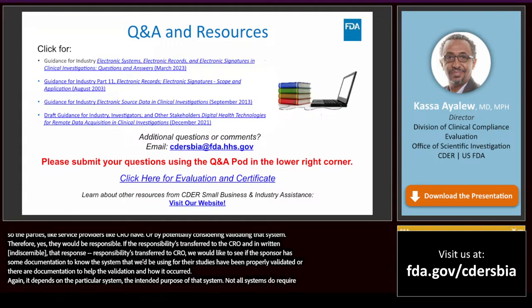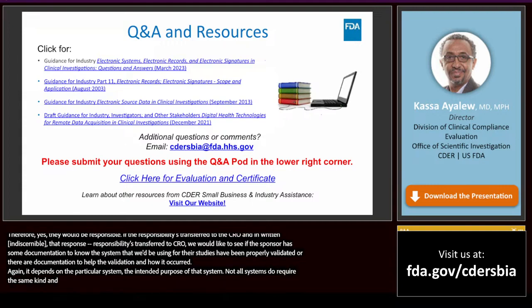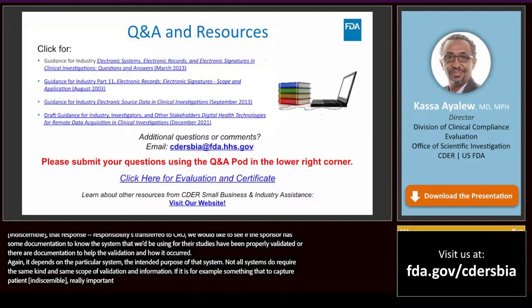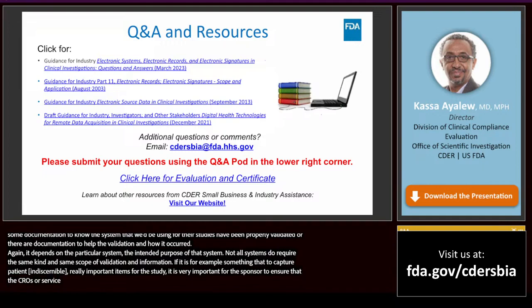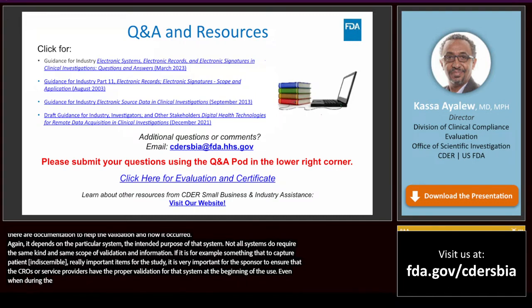If it is, for example, something that captures patient safety or a primary endpoint, really important items for the study, it is very important for the sponsor to ensure that the CROs or service providers have the proper validation for that system at the beginning of the use, and even during the study, when things change. Back to you, Ray.